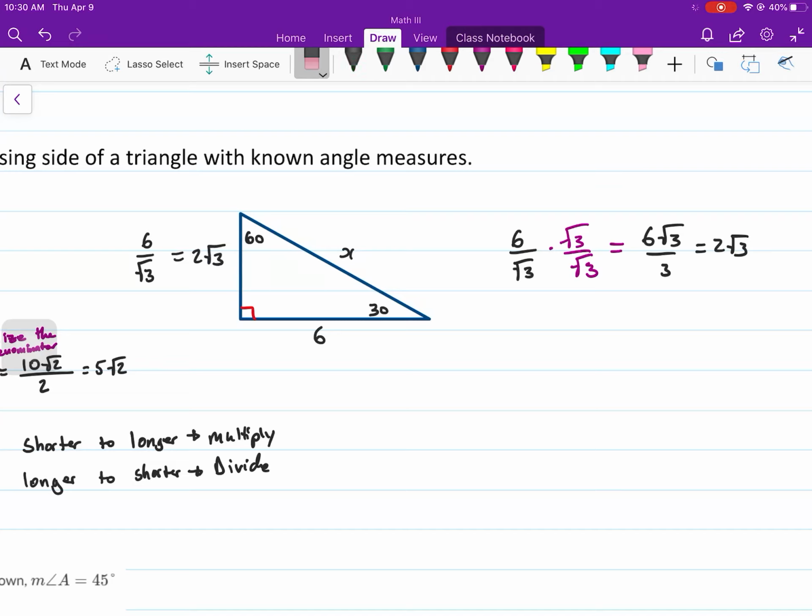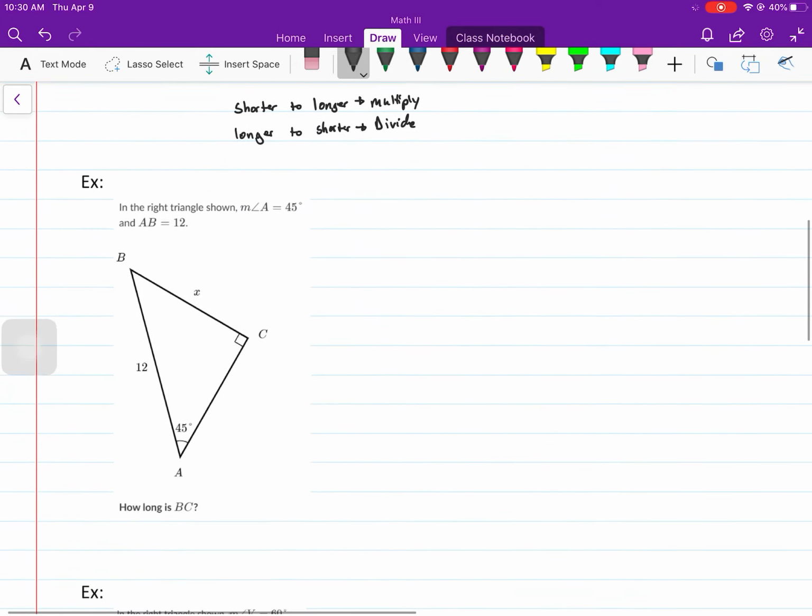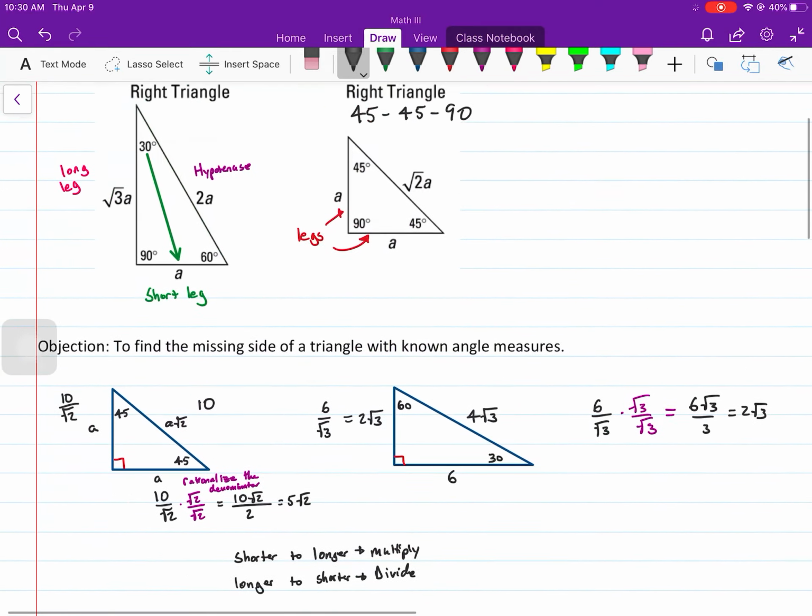And then how do we go to the hypotenuse? Well, we just double that number. So 2 square root of 3 times 2 is just 4 square root of 3. And that's how the 30, 60, 90 works. We do have some more examples down here that I'm going to go through in future videos.